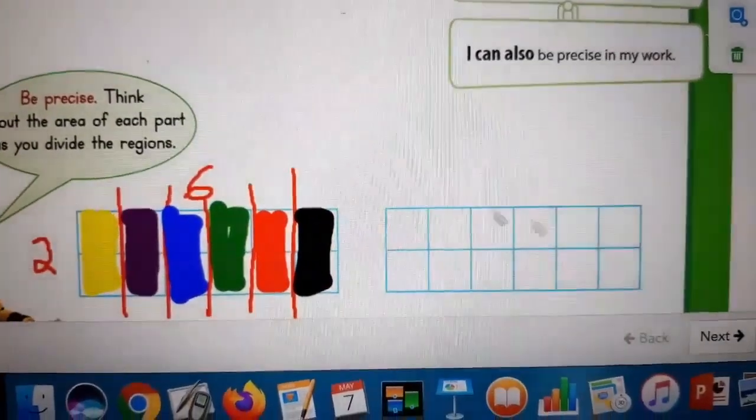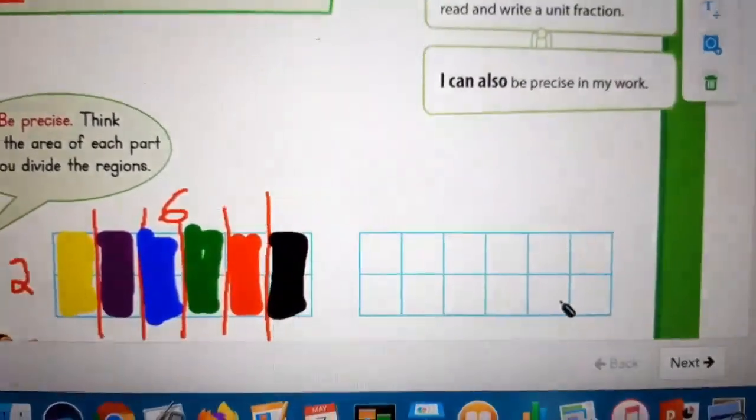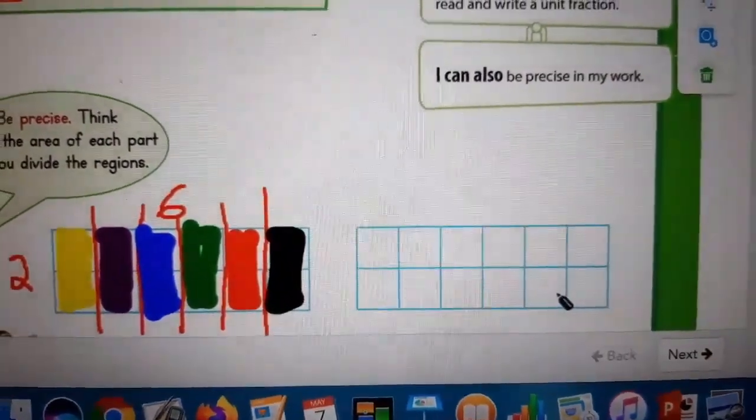What's another way that we could divide this into 6 equal parts?